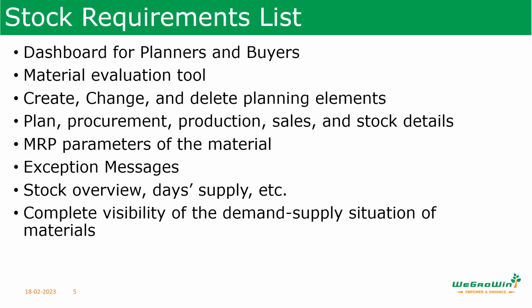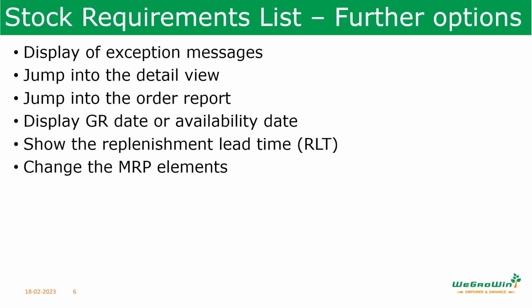Evaluation tools like a stock overview or day supply provide the planners with complete visibility of demand and supply situation of materials. There are many other options available in the stock requirement list which will be much handy and helpful to planners and buyers, like display of exception messages, jumping into the detailed view, jump into the order reorder point, order reports, display goods ship date or availability date, showing the replenishment lead time, and changing the MRP elements.